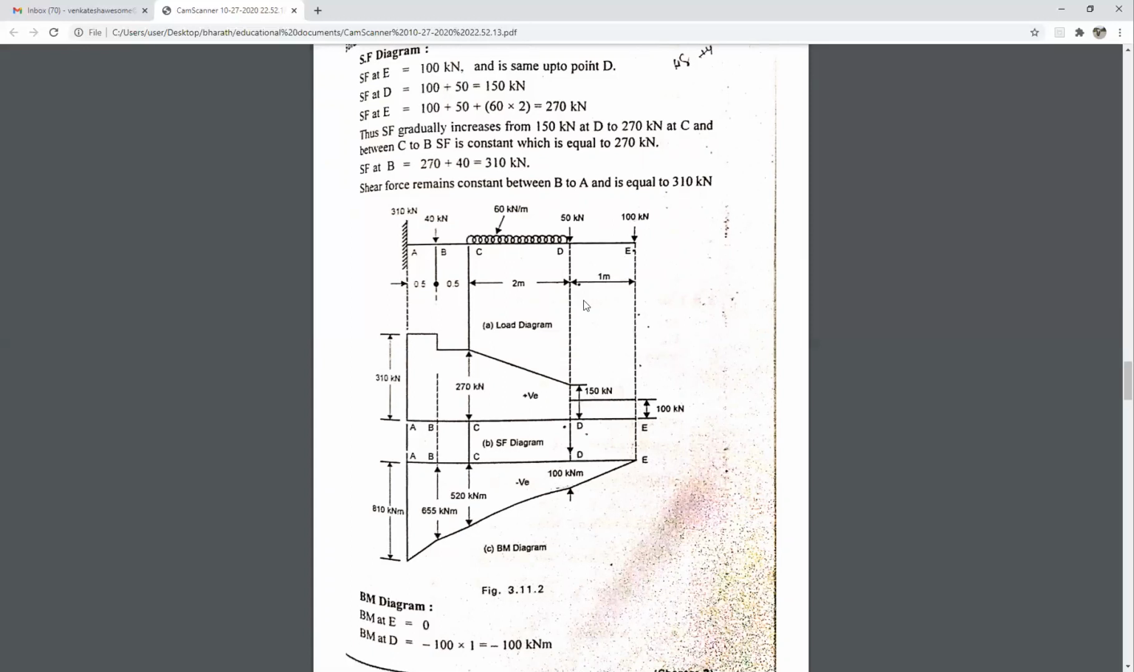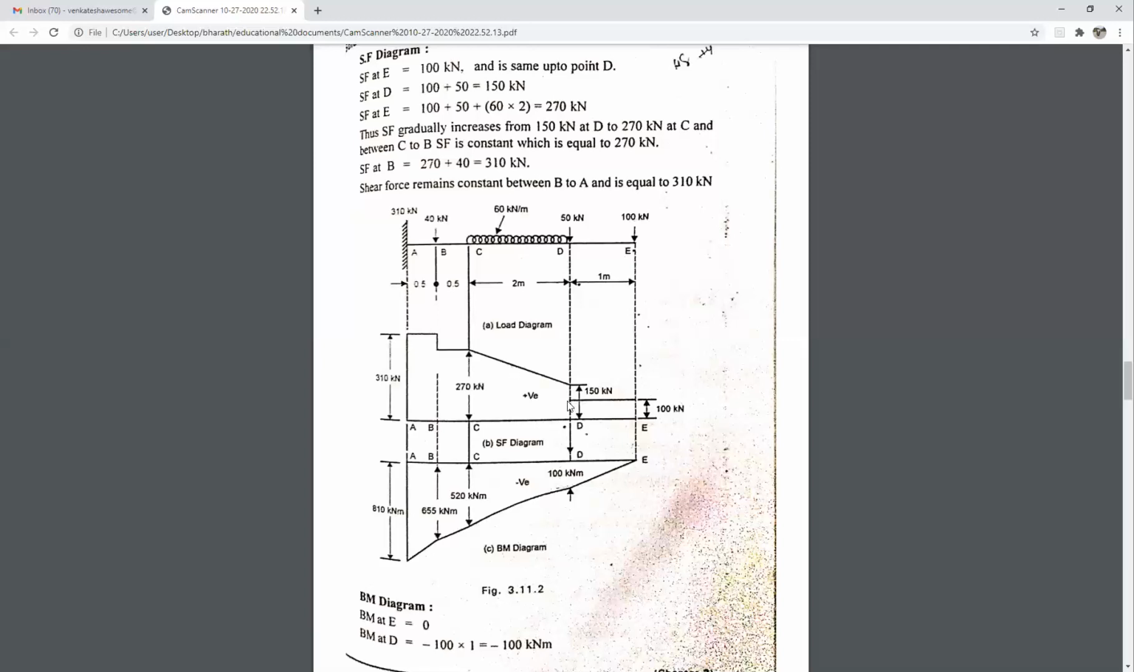And then at the point D we will have 50 kilonewtons and at the same time a UDL also. So in this combination we need to represent the point load first. Whenever there is a combination of point load and UDL, we need to represent the point load first. After the representation of the point load, we go to the UDL.